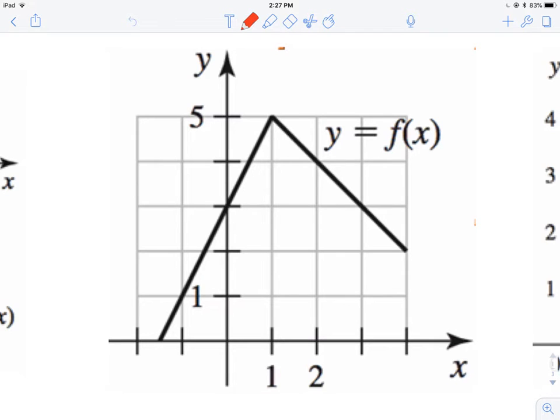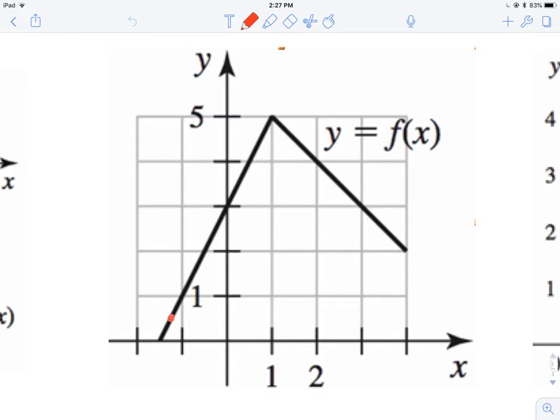To graph the derivative of this function, you're going to look at the slope of the tangent line at different points. So let's pick a few points. At this point, the slope of the tangent line is the same as the slope of this particular function, because the tangent line actually coincides with this line. So all you have to do is find the slope of this particular straight line.